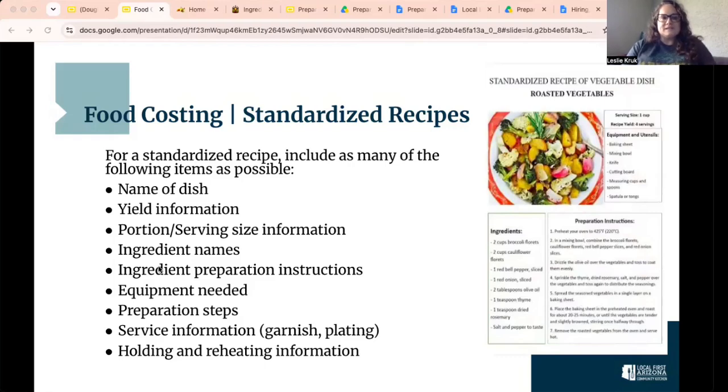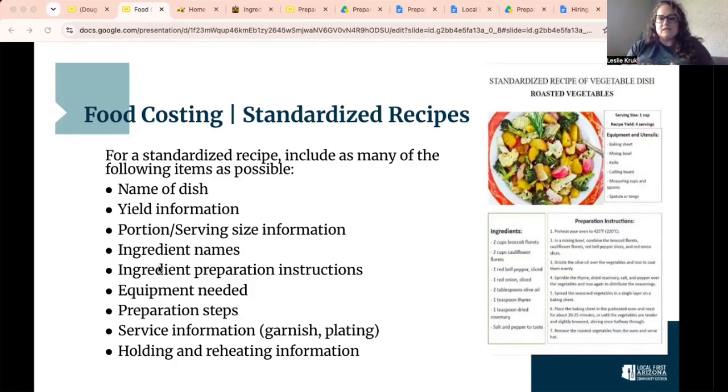So first off, let's touch on standardized recipes. Here's an example of what a standardized recipe might look like. You can make this in any format that works for your operation, whether you want to do this in a document or a spreadsheet, whatever you choose as your method, just make it standard across the board so that all of your recipes look similar.